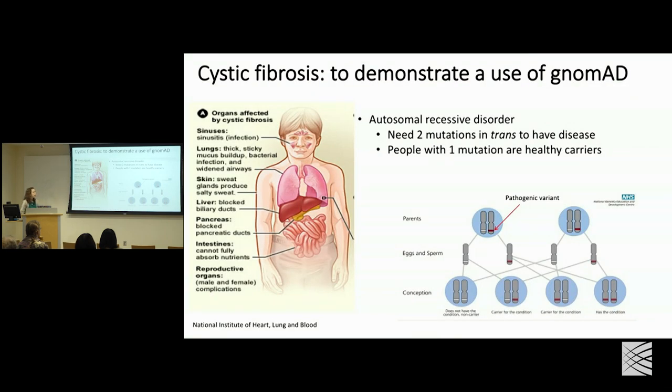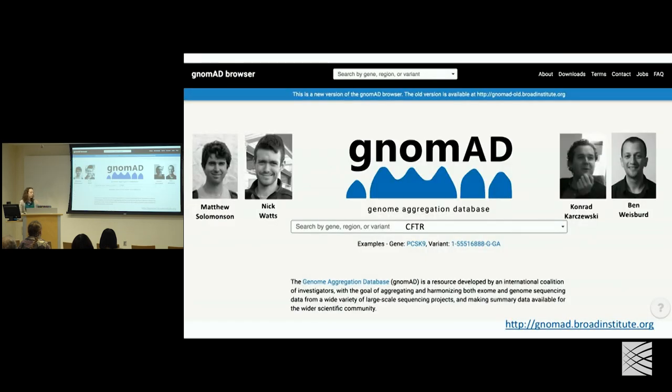Okay, so now we're going to take cystic fibrosis as our example gene to really dive into what information is available about a gene and about each variant in this data set. Just to review, cystic fibrosis is an autosomal recessive disorder. You need two mutations to have the disease, one from your mother and one from your father. If you only have one pathogenic variant in this gene, then you are a carrier for cystic fibrosis.